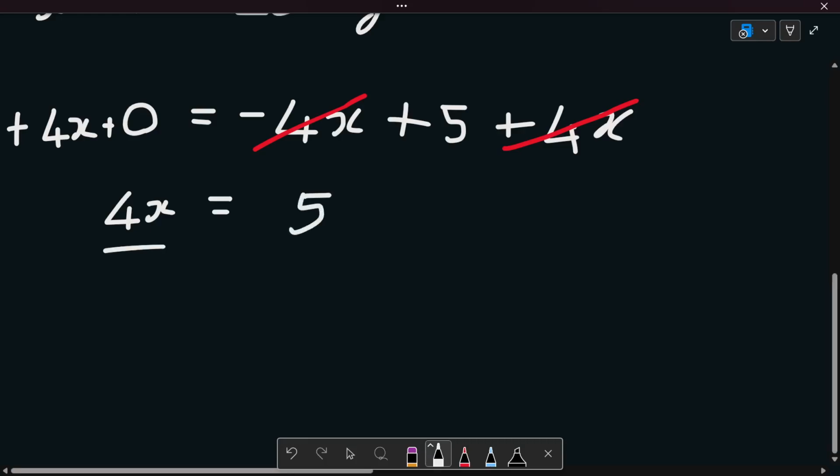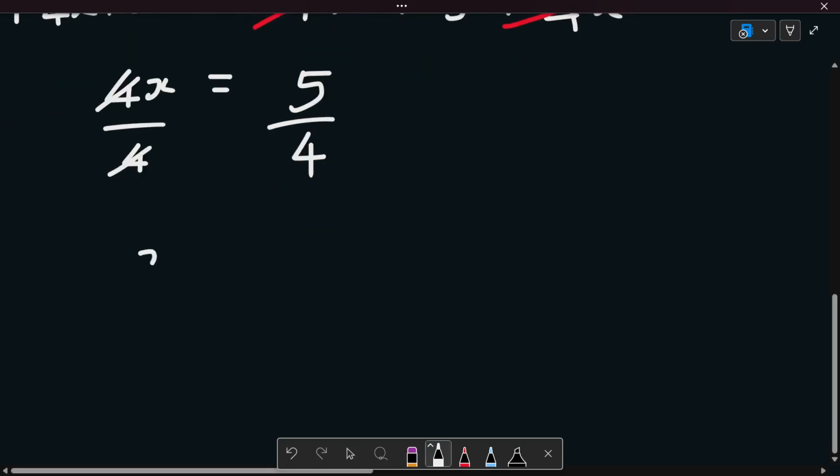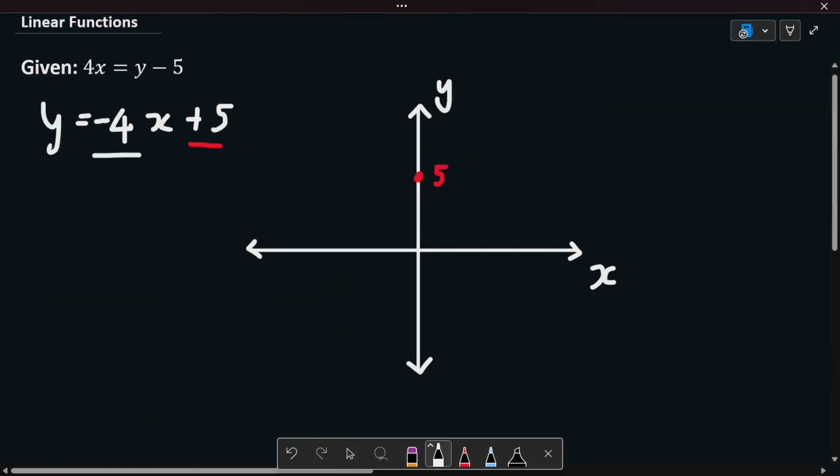Now we can divide both sides by the coefficient of x, and then we can cancel these out over here, such that we actually get x on its own. Now we have x is equal to 5 over 4. And that is our x-intercept. So now we need to plot that. So positive 5 over 4 is just above 1, so let's just put it over here. So this one is going to be 5 over 4.